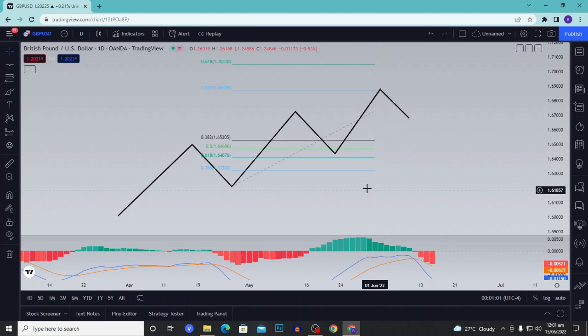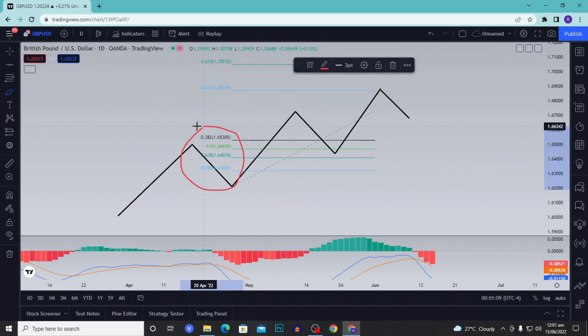Then we wait for price to fall or drop or pull back to one of these points right here, one of these 4 points. We want price to fall back to either the 0.382 or the 0.5 or the 0.618 or the 0.786. We want price to fall back to one of these points.